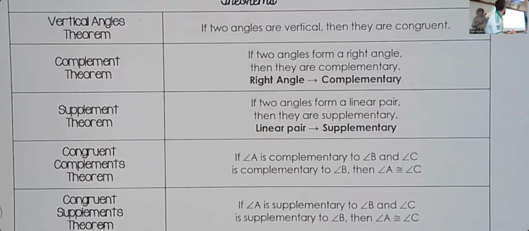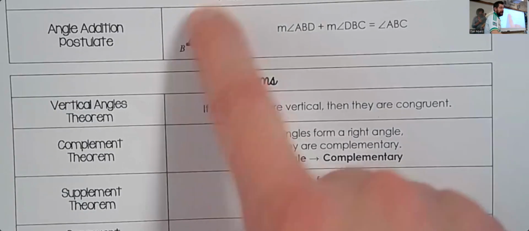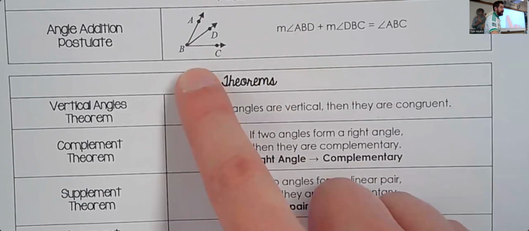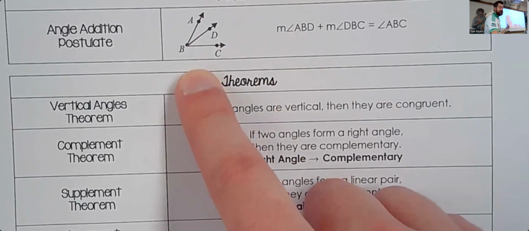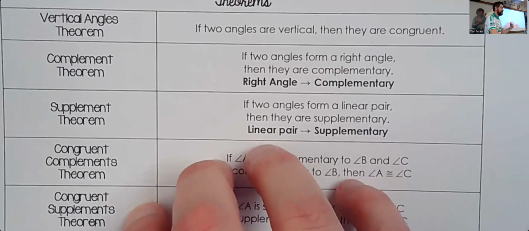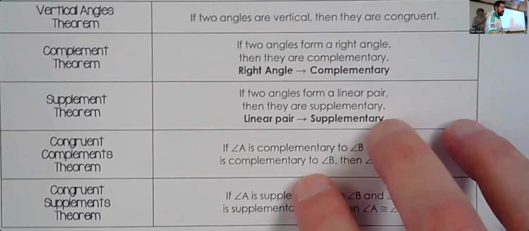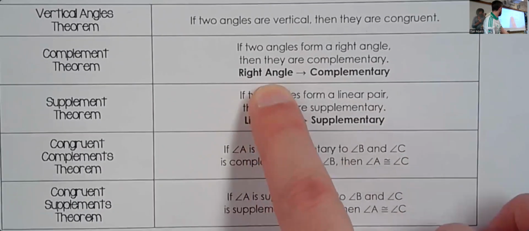There is also the complement theorem. So if two angles form a right angle, then that means that they are complementary. So for example, if you have something like this here, but instead of just being a random angle, ABC might have been a right angle, then you know for sure that the two parts of that angle have to add up to 90. If two angles are part of a right angle, then they have to add up to a right angle. So that means that those two angles would have to be complementary.